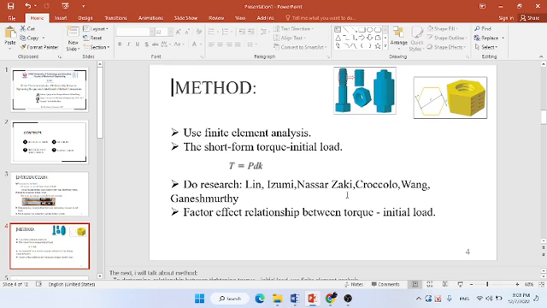For general nuts and bolts with thread without lubrication, the short form of the torque initial load equation can be represented as T = K P D, where T is the input torque, P is the achieved preload, D is the nominal diameter of the thread, and K is a non-dimensional factor whose value is affected by the friction and contact condition between surfaces.